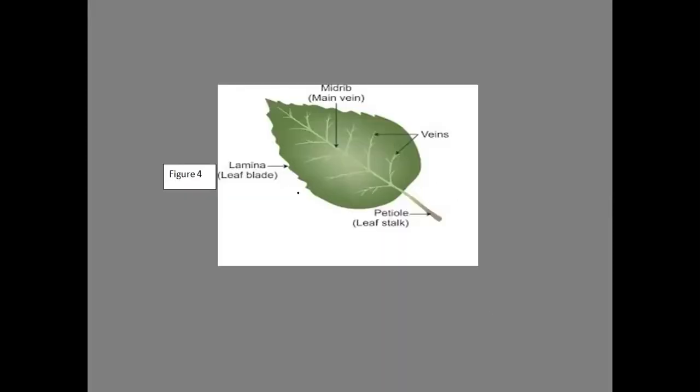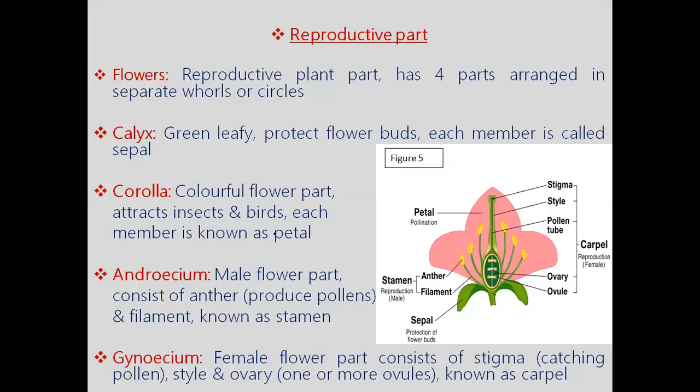You can see here in figure 4, this is the general structure of a leaf. This is the leaf stalk, also known as the petiole. This is the main vein. From this vein, small veins and veinlets arise, and the basic function of these veins and veinlets is transport. Also, this green part is known as the lamina or leaf blade. It contains chlorophyll, which helps to prepare food.